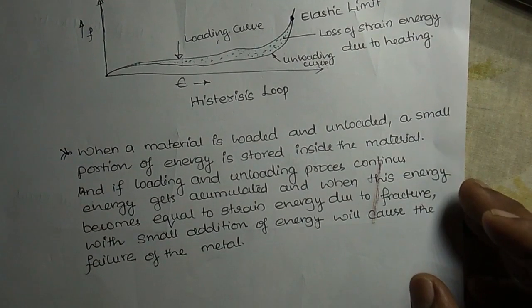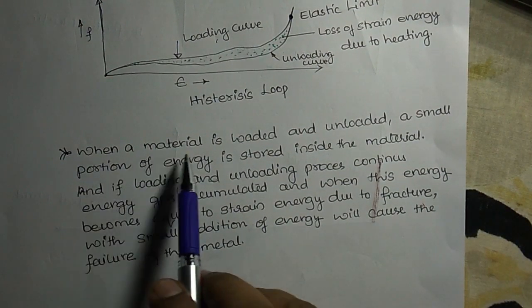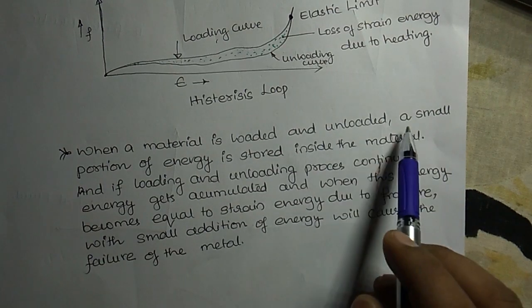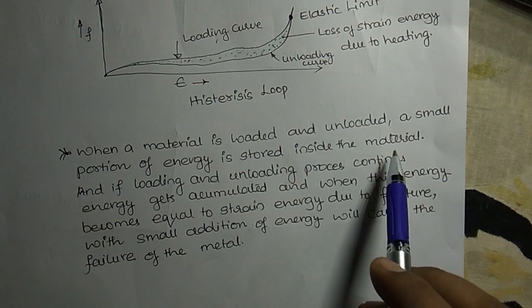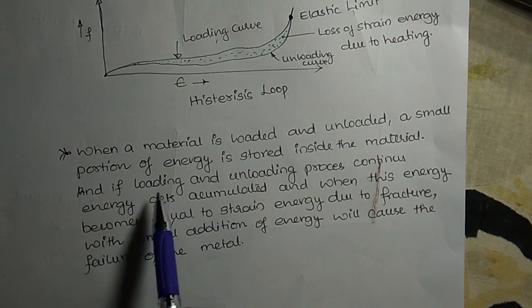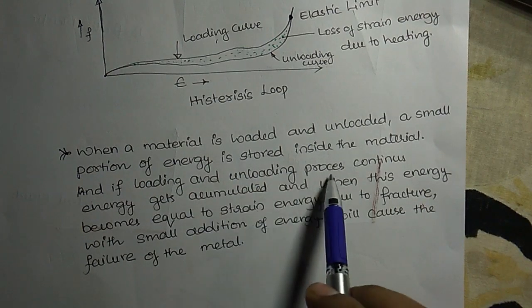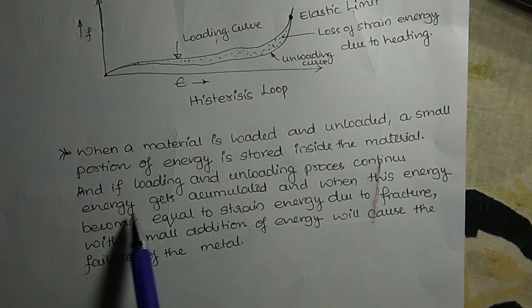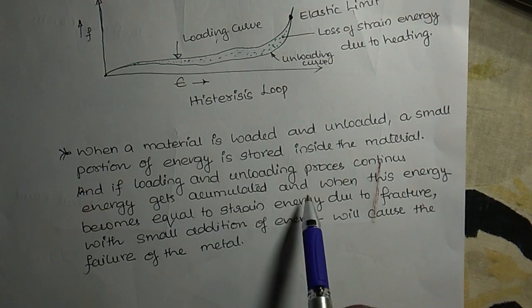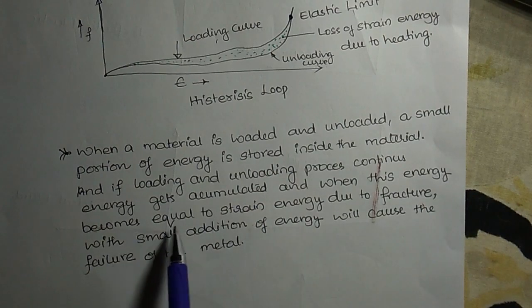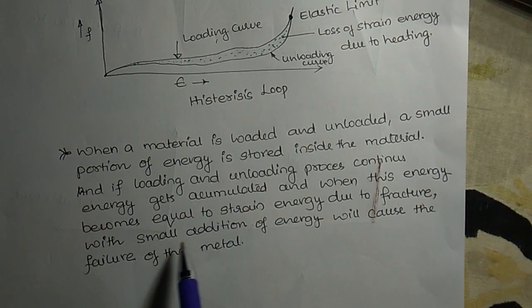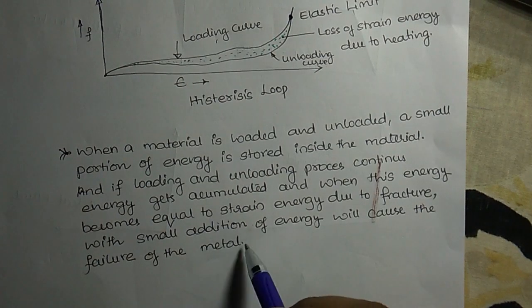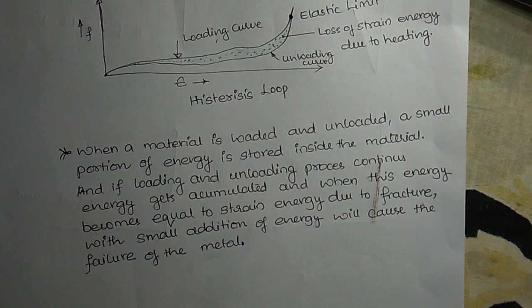One more parameter comes in: when a metal is loaded and unloaded, a small portion of energy is stored inside the material. If this loading and unloading process continues, this energy gets accumulated, and when it becomes equal to the strain energy at fracture, any further addition of energy will cause the failure of the metal. This is one more point you should note down.